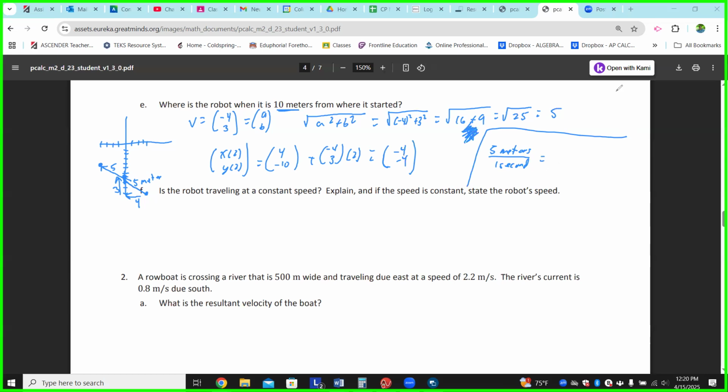How many meters are in a mile? There's 400 meters in one lap around the track, so that's 1,600 meters in 1 mile. 1,600 meters, 1 mile.